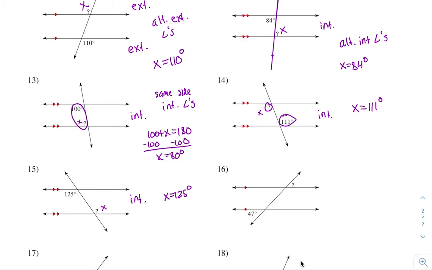16. Okay, we have exterior angles this time, right? Exterior angles, these are not on the same side, right? They're not on the same side of that transversal. As a result, we have alternate exterior angles, and you guys know alternate exterior angles are congruent. So if that's x, then that means x is equal to 47 degrees.